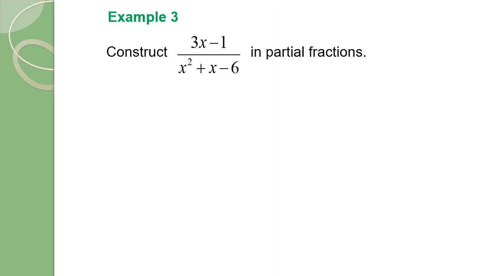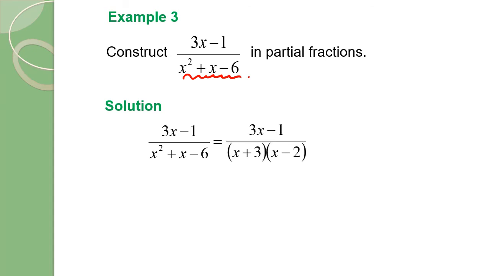So example 3. Construct (3x minus 1) over (x squared plus x minus 6) in partial fractions. Now what we have for the fraction here is the quadratic form on the denominator. So what should we do? Usually we use the linear, right? So can we convert this quadratic into linear? Yes, by using your calculator, we actually can factorize this. We just have to factorize x squared plus x minus 6 into two linear factors, which is x plus 3 and x minus 2.